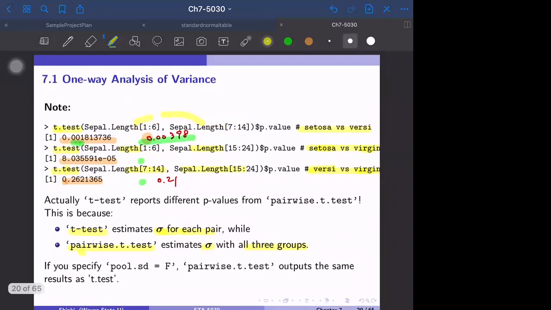And if we want to get the same result from this pairwise.t.test function, then you can specify pool.sd equal to F, false. So which is appropriate? It really depends. The pairwise.t.test function estimates just one sigma. It's easier to interpret, but which is more accurate really depends on the situation, and we cannot really say.